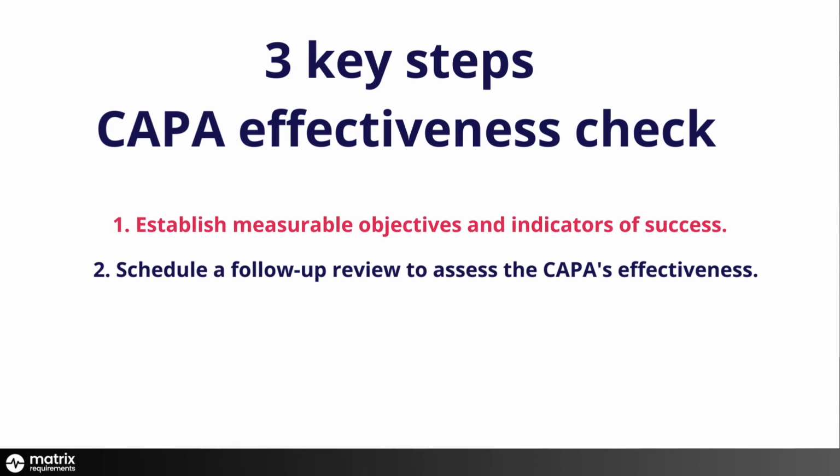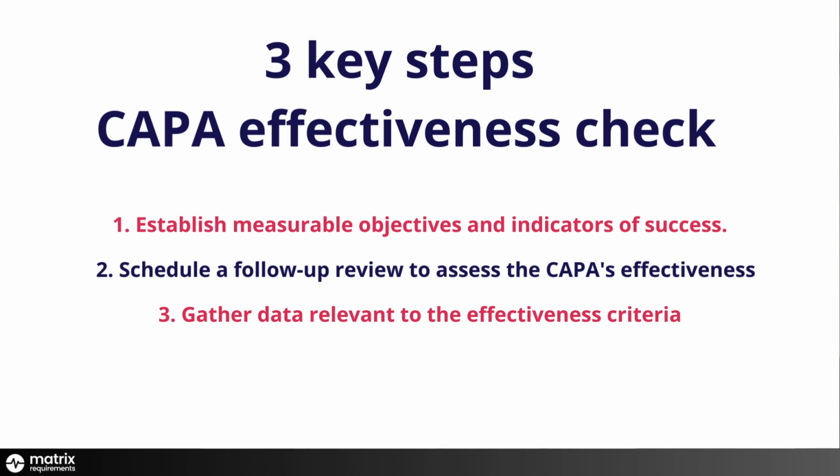And finally, data is your friend. Gather all relevant data related to your CAPA effectiveness check. This may include quality metrics, product yields, incident rates, and any other relevant data points. Analyze this data to check if there has been an improvement or if the problem has been resolved.